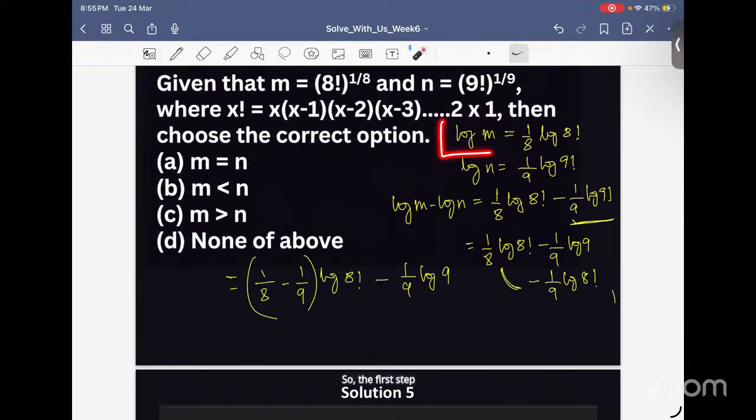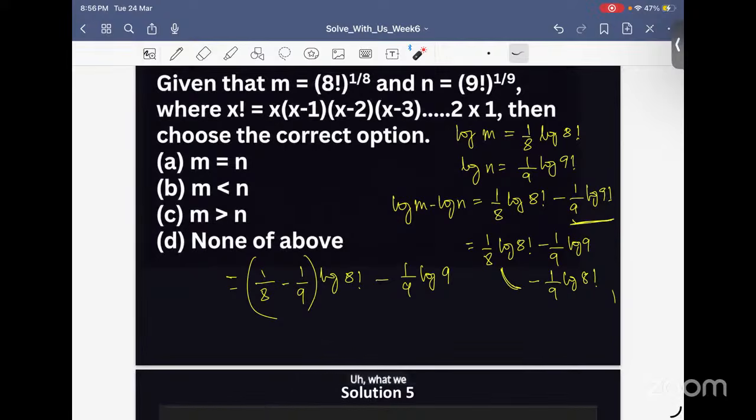So first step, we just take the log of m. You will be left with 1 upon 8 log of 8 factorial. Similarly, log of n will be 1 upon 9 log of 9 factorial, right? Now we have to check which of the two is correct. So to check, we take log of m minus log of n. If we get some positive value, then m is greater than n, right?